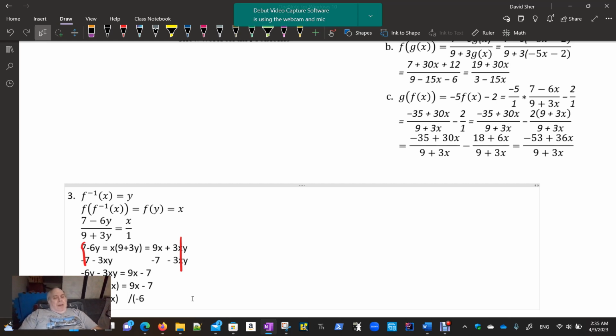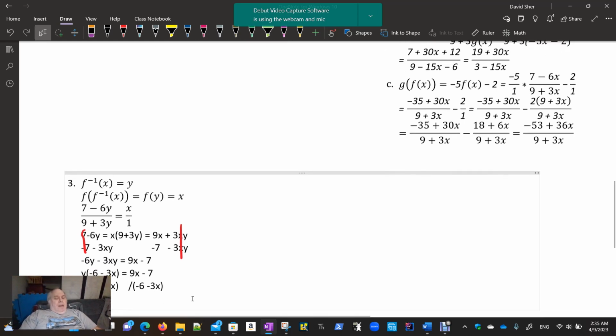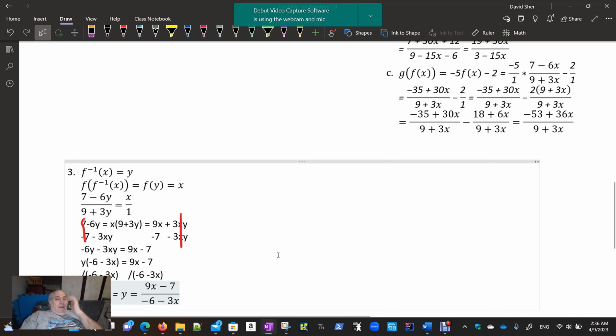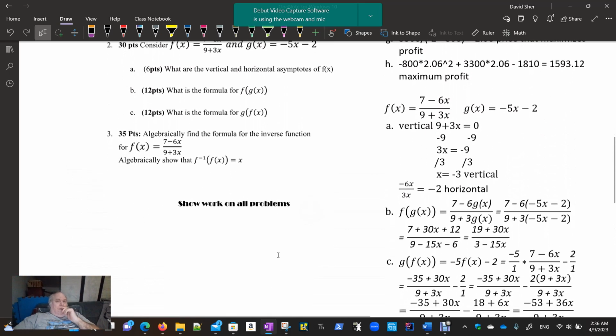So we divide the whole thing, minus 6 minus 3x, not part of it. And that's going to tell us that f negative 1 of x, which equals y, which we got by itself now, is going to equal 9x minus 7 divided by minus 6 minus 3x. And that is the answer to the formula for the inverse function.